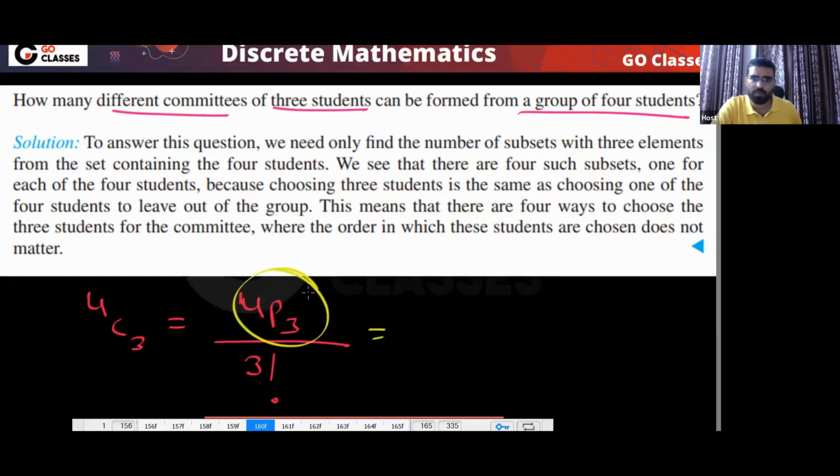Okay, you know what 4P3 is? That is 4 into, so three terms, 4 times 3 times 2, divided by 6. So the answer will be only 4. You can just check it.